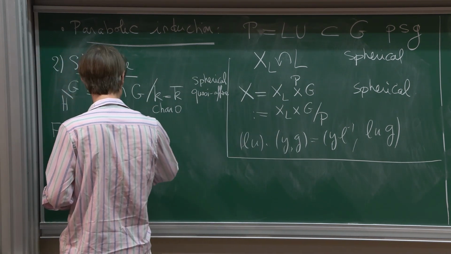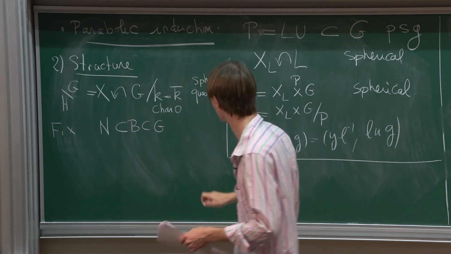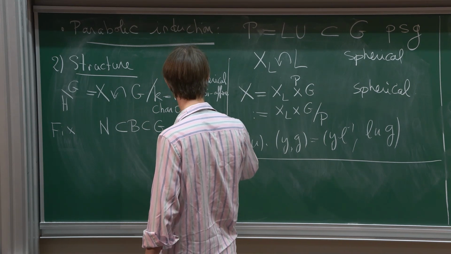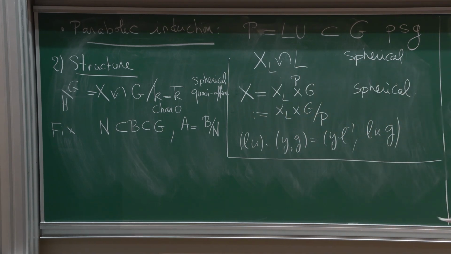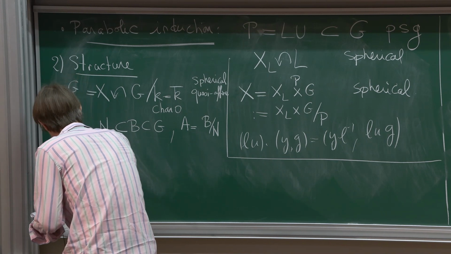And I will also fix some notations for the group G itself. So we'll fix a Borel B, and denote by N its unipotent radical as before. And A will be the canonical Cartan of G, that is the quotient of that Borel by the unipotent radical, but it does not depend, up to unique isomorphism, on the choice of B. And so W will be the Weyl group.